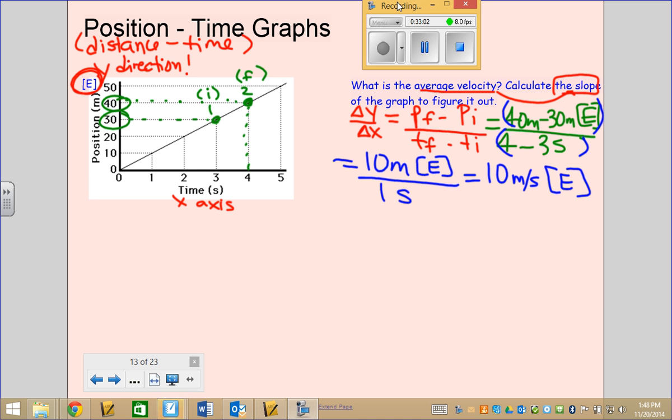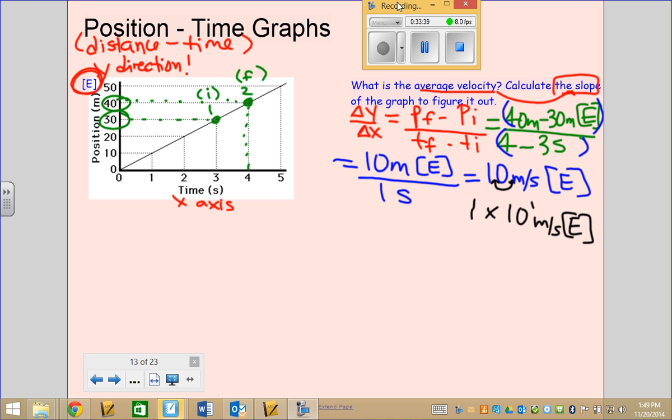Now, based on the numbers I see on that graph, I should only have 1 significant digit in my answer. So I will need scientific notation here. To do scientific notation, I take the decimal and I move it so there's only 1 number in front of it. So I'd be moving it 1 spot. And I'm simply going to say 1 times 10 to the power of 1 meters per second east. So I got rid of the second digit so that I only had 1 significant digit in my answer.